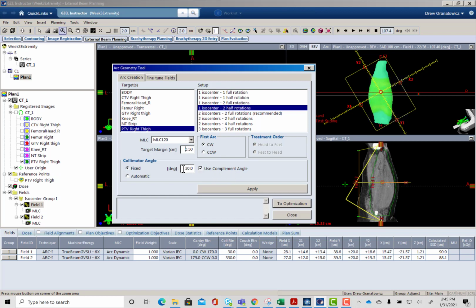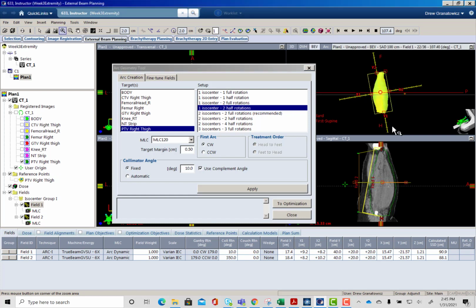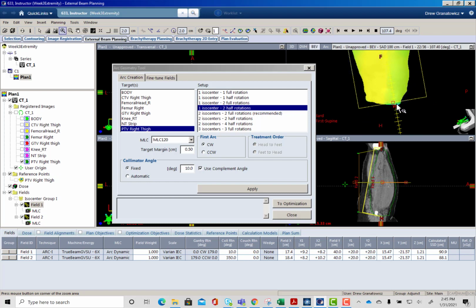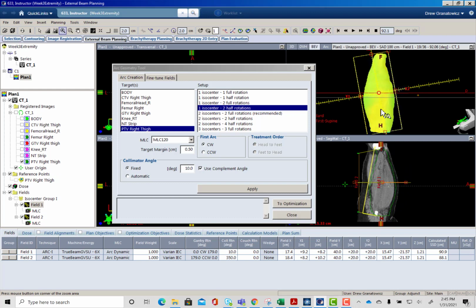So I just want to show you. If I do 10 degrees right here for my collimator angle and click apply again, you can see that in terms of coverage in the top and bottom, it actually gets worse. It might be hard to see here, but we're actually cutting off some of that PTV right there at this angle, right? If we keep rotating around, you can see we have basically no margin on our PTV, top and bottom, all the way around. In general, that's not what we want.